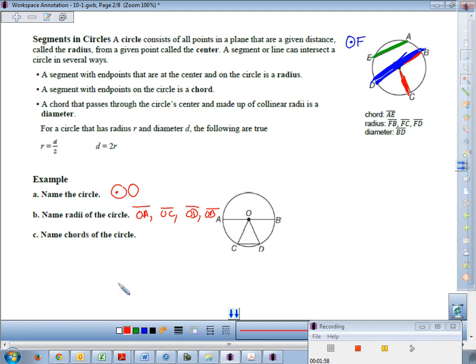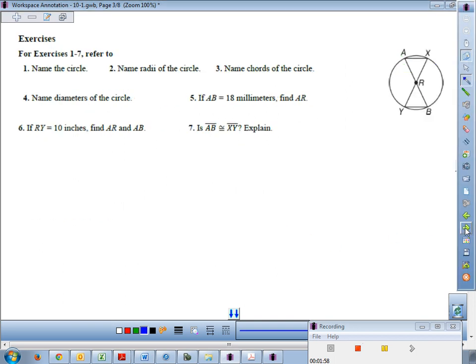And name the chords of the circle. In my opinion, that segment CD is the only chord in that. And you can call that segment DC. Remember, it doesn't matter what order you put the letters in. I just prefer that when you name a radius, you start with the center of the circle. That way you know it's really a radius, because it has to start from the center of the circle. So I'll let you do the first 3 problems right here. Why don't you pause the video and get the first 3 problems done here.